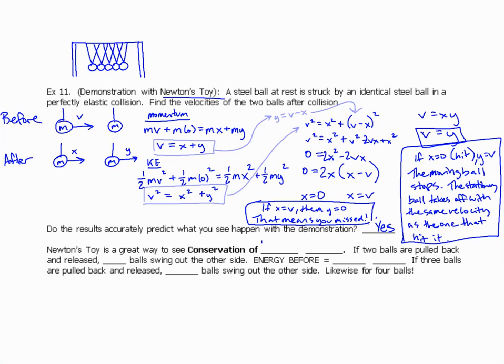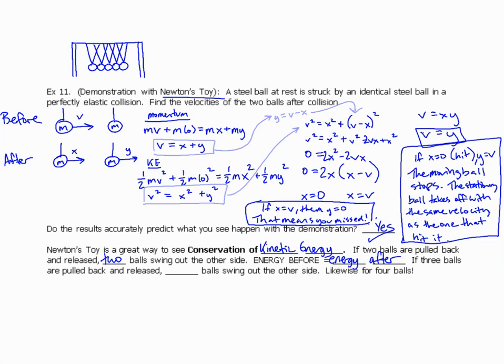Now you have some numbers to support it from a physics point of view. Does it accurately predict what you see? Yes. So this is a great way to see the law of conservation of kinetic energy. If you pull back two balls and release them, then two balls swing out to the other side. And again, energy before equals the energy after, because the kinetic energy is being conserved.